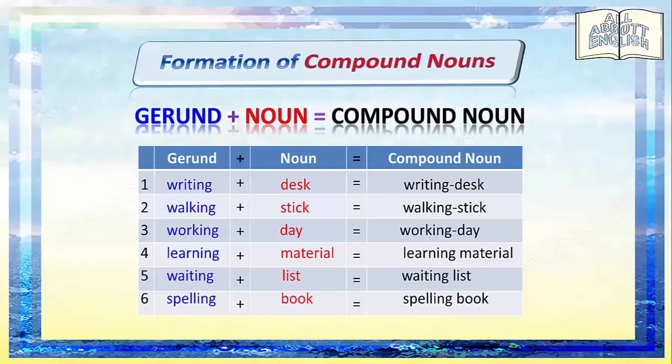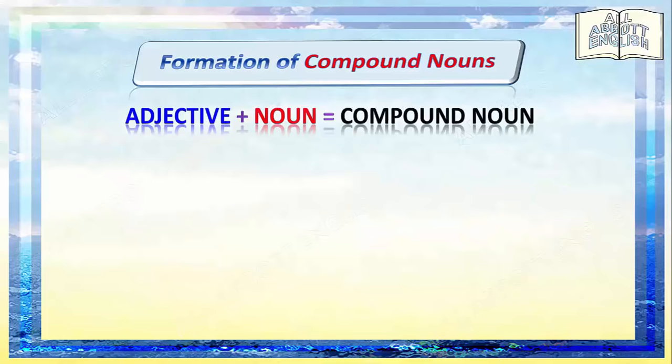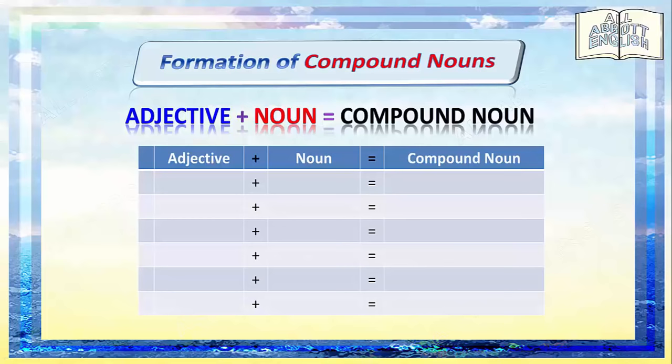Many compound nouns are made up of an adjective and a noun. The first word is an adjective that describes or modifies a second word, which is a noun. In other words, the first word provides us with clues about the second word. Let's look at some examples of the adjective plus noun structure.